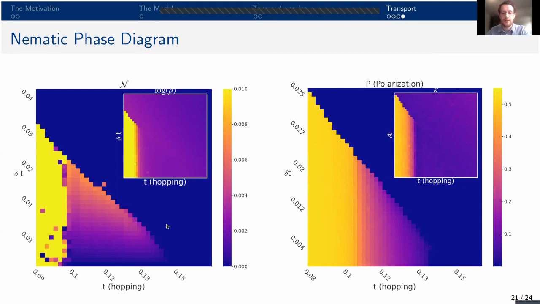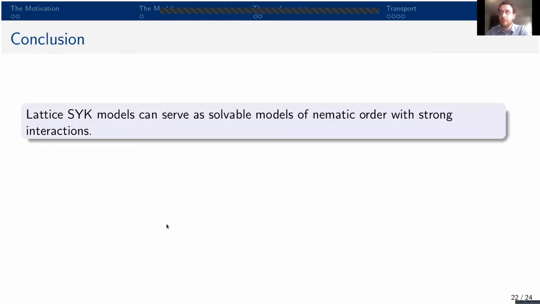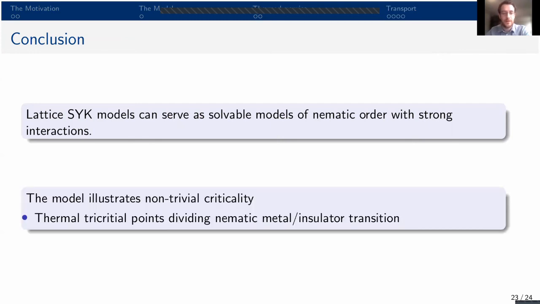So with that, we can conclude with our main points: that lattice SYK models can serve as solvable models of nematic order with strong interactions, and also that this model illustrates non-trivial criticality, that there's this line of thermal tricritical points that divide the nematic metal to the nematic insulator transition, and that they're decreasing in temperature.